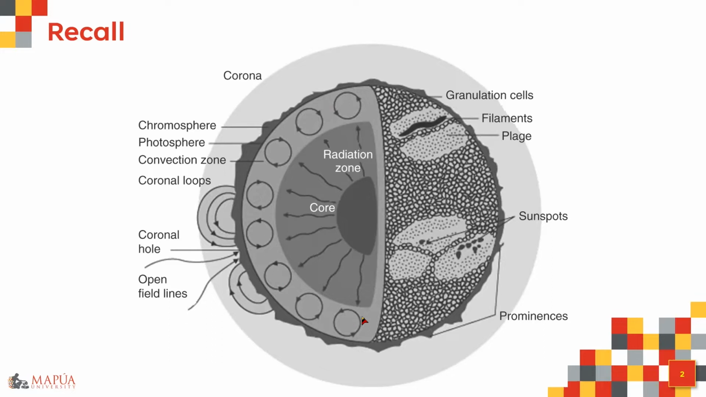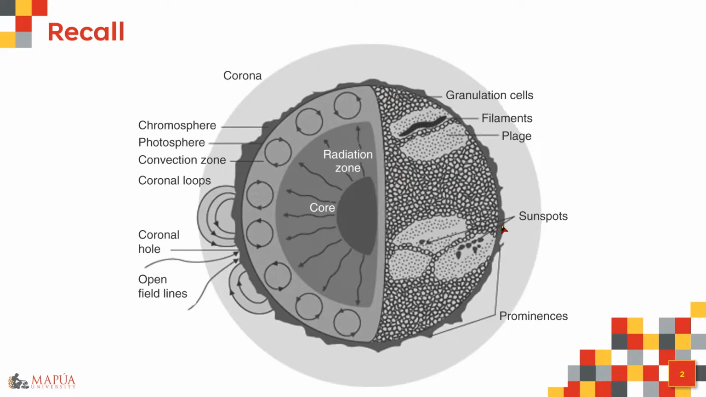So we already know that from the core, energy is transferred to the surface of the sun through two mechanisms. First is radiation, and then we have the convection zone. One important thing to remember here is that because of convection, granulation cells as well as sunspots are often generated at the surface of the sun.